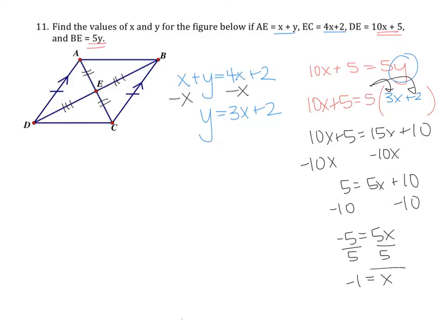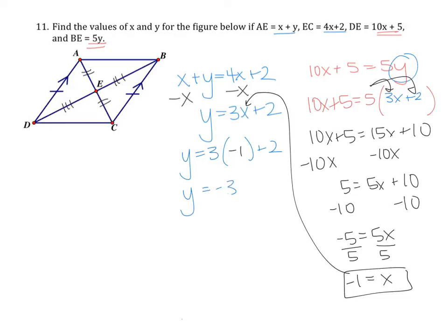Now that I have x is negative 1, I can plug that into my other equation, and y is equal to 3 times negative 1 plus 2. So y is equal to negative 3 plus 2, or y is equal to negative 1. Just a side note, this figure can't actually exist in real life because it ends up with negative side lengths.